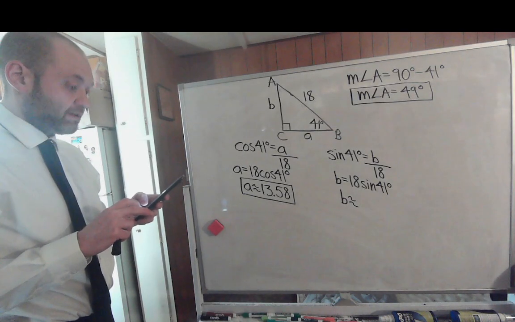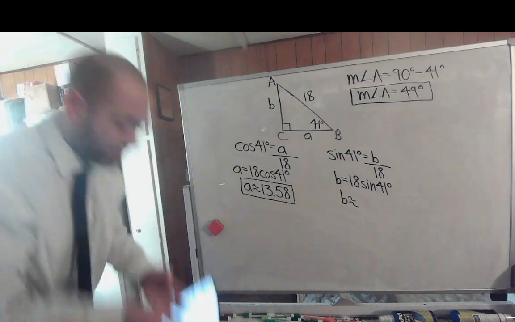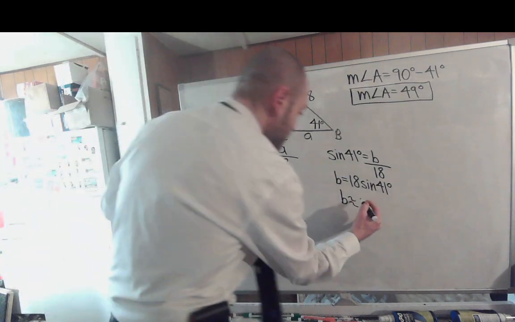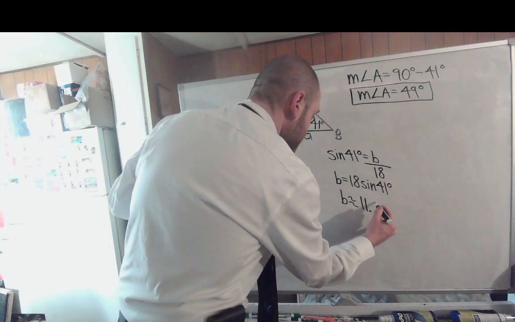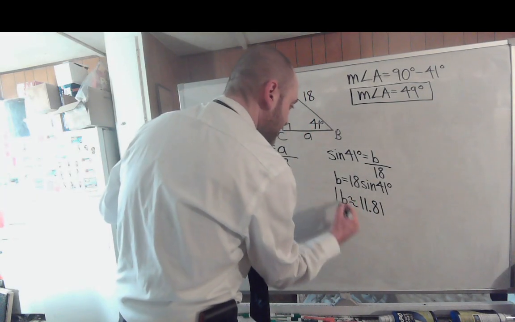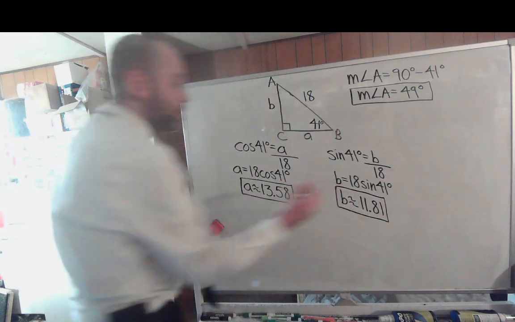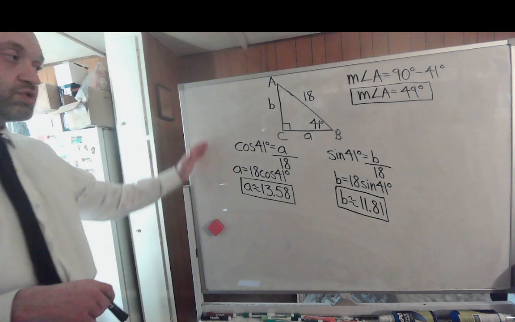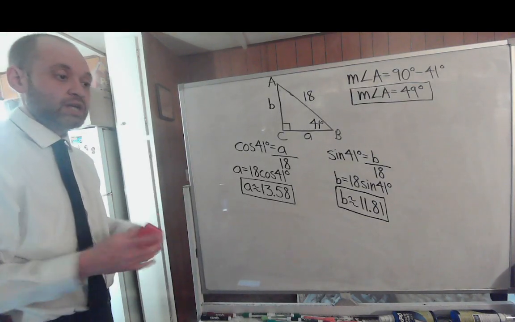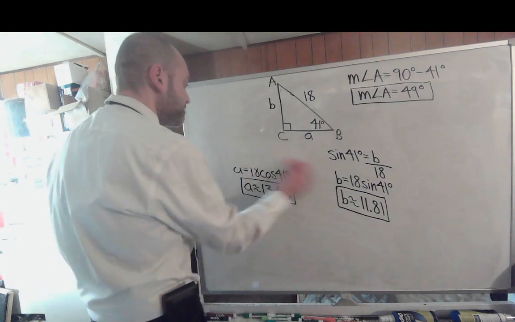So we got sine of 41, take that times 18, you get about 11.81. So B has an approximate value of 11.81 units. So those are what you would get for this triangle. Now I have 4 more, then we'll be done.